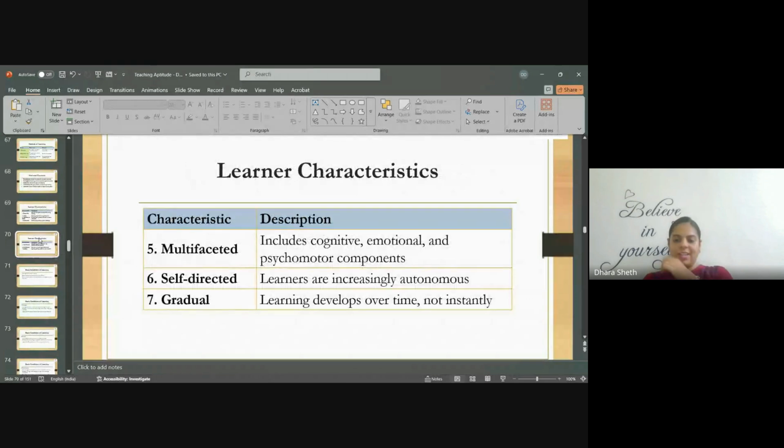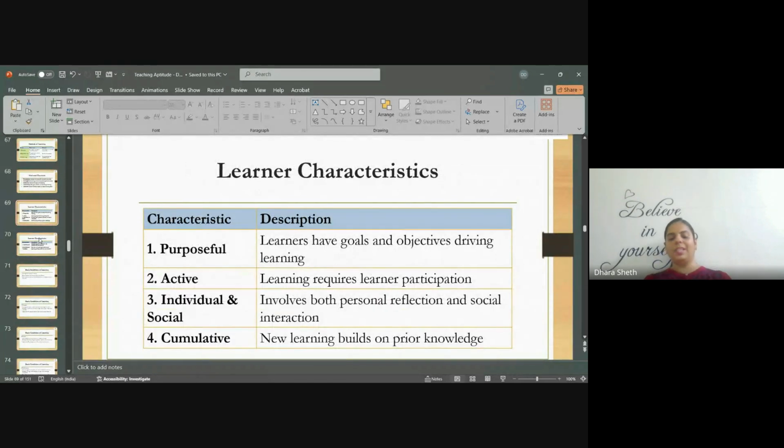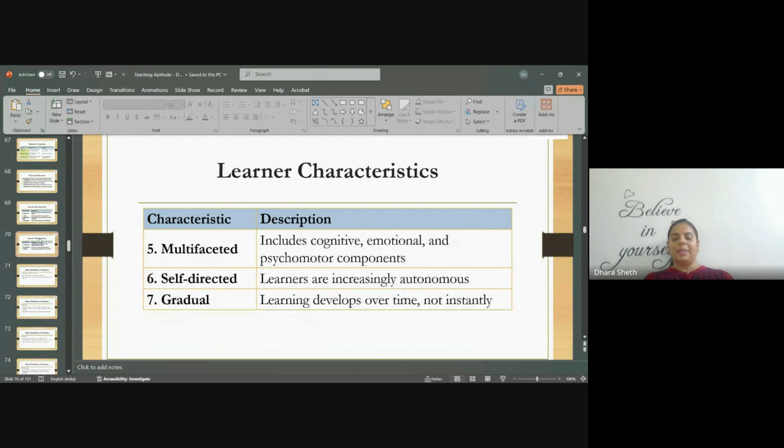Okay, so these are the learner characteristics: purposeful, active, individual and social, cumulative, multifaceted, self-directed, and gradual.